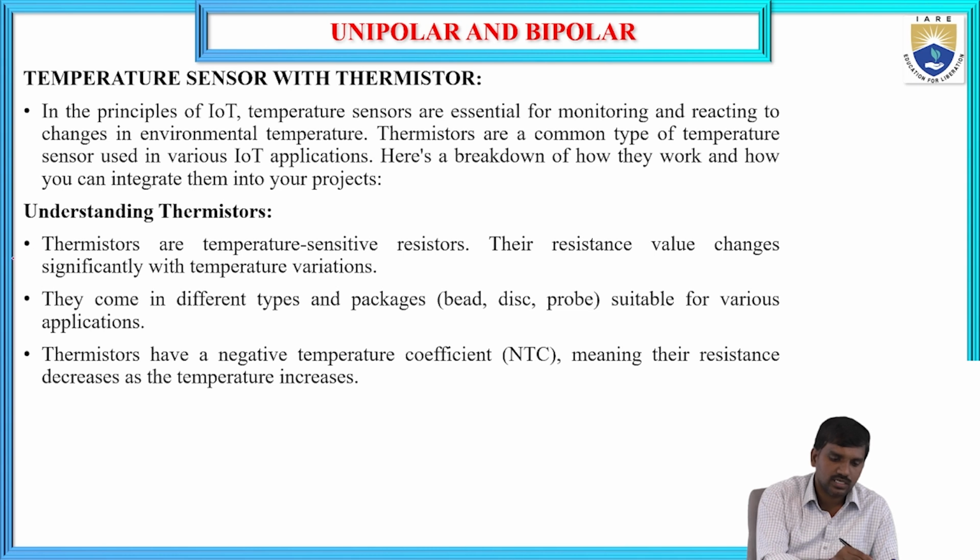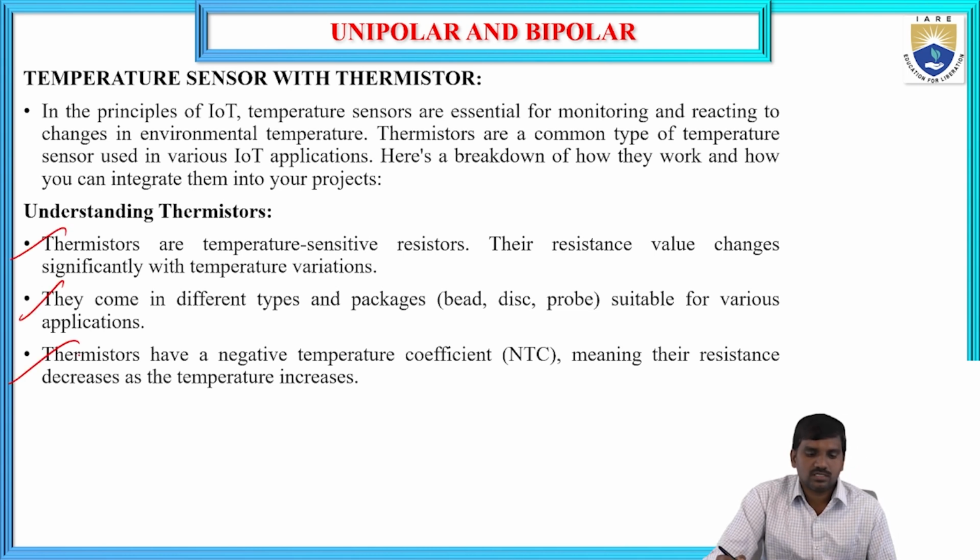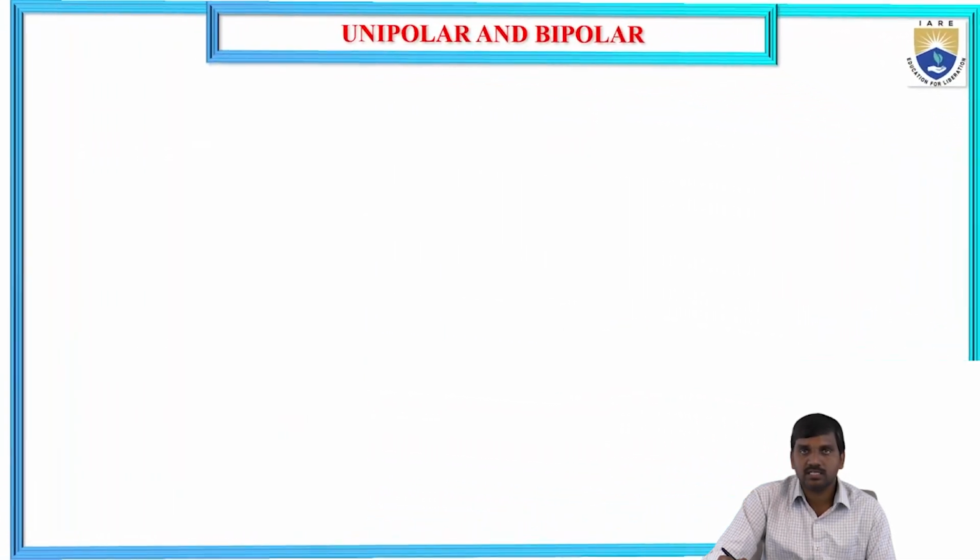Understanding of thermistor, so here are a few points. Thermistors are temperature sensitive resistors. Their resistance value changes significantly with temperature variations. That is the important point regarding understanding of thermistors. The second one, they come in different types and packages, bead, disc or probe, suitable for various applications. Thermistors have a negative temperature coefficient, meaning their resistance decreases as the temperature increases. So these are some points of understanding the thermistor.